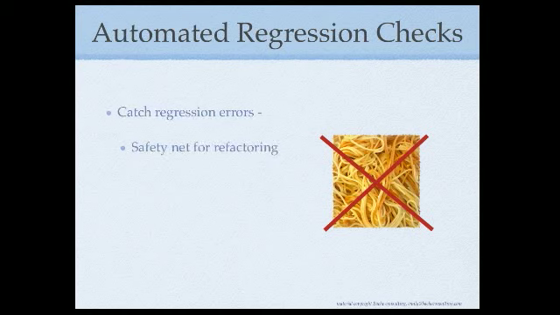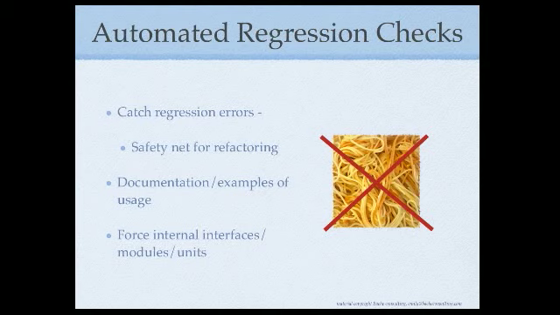When you change code, you want to be able to check that you haven't broken anything that should be working. And this is a very useful thing to have in a system. It makes it much more maintainable. The tests also provide documentation and examples of usage for your code. And just by having these kinds of unit tests or unit checks, they force you to have internal APIs, interfaces, and units in your code. And that in itself is a good design characteristic for a piece of software.